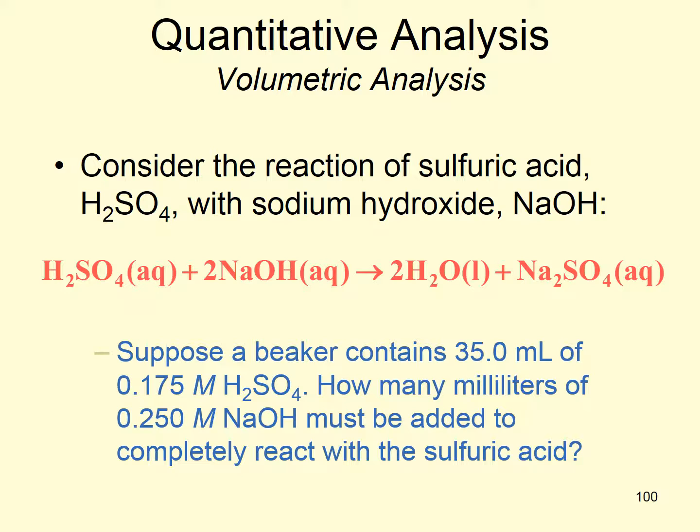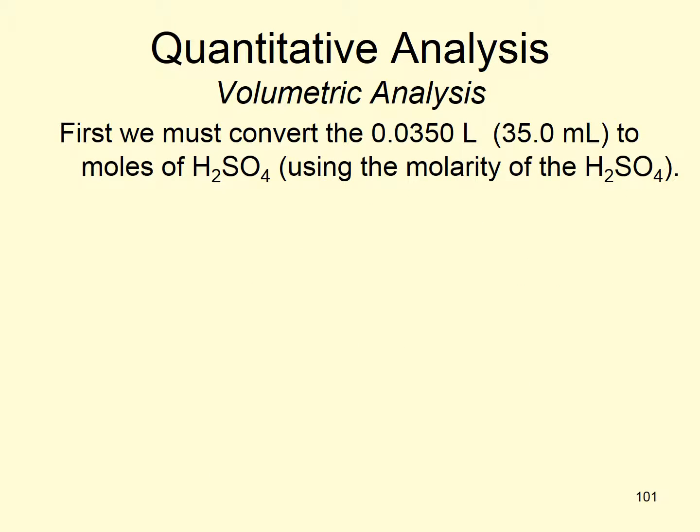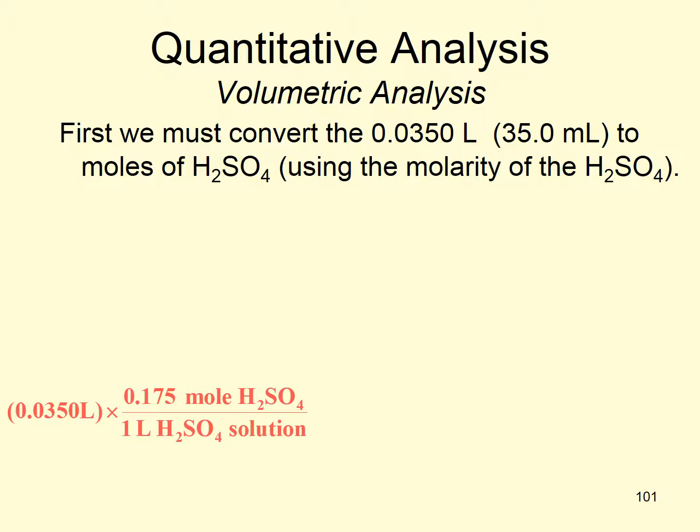Okay, so we don't know the moles, we know the molarity, moles per liter, and we know the volume. So we know that if we multiply molarity times volume, we'll get moles of H2SO4. Then, knowing our mole-to-mole ratio, we can convert from moles of H2SO4 to moles of NaOH. And then, because we know the concentration of NaOH, we can convert to volume of NaOH. So let's see how that works. So we're going to convert 35 milliliters to liters, 0.0350 liters. And then we're going to convert that to moles by multiplying by the molarity.